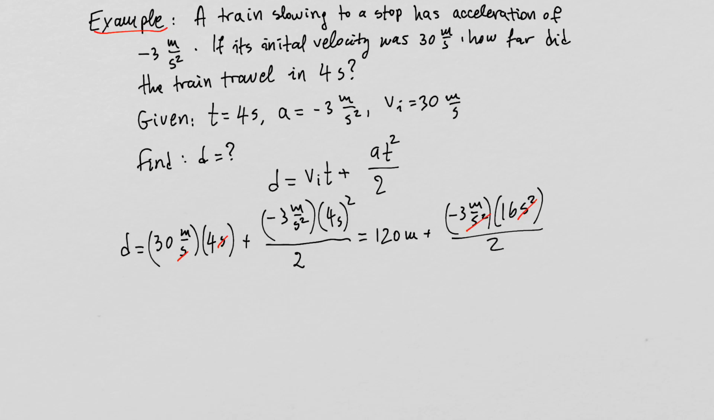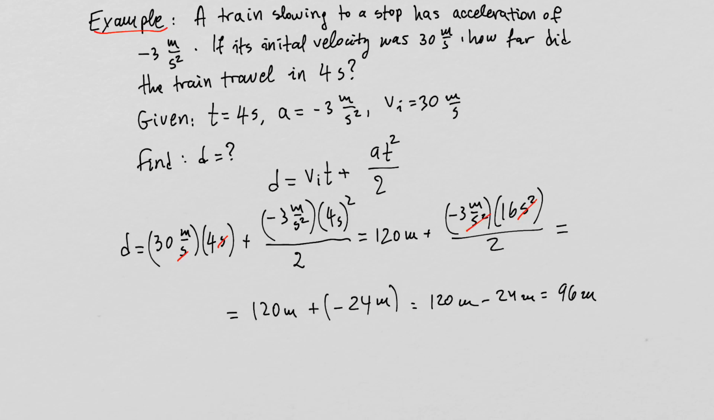And so finally, I have 120 meters from the first term plus -24 meters. So this is -3 times 16 divided by 2. So that is 120 meters minus 24 meters, or this is 96 meters. So that is the distance that the train traveled.